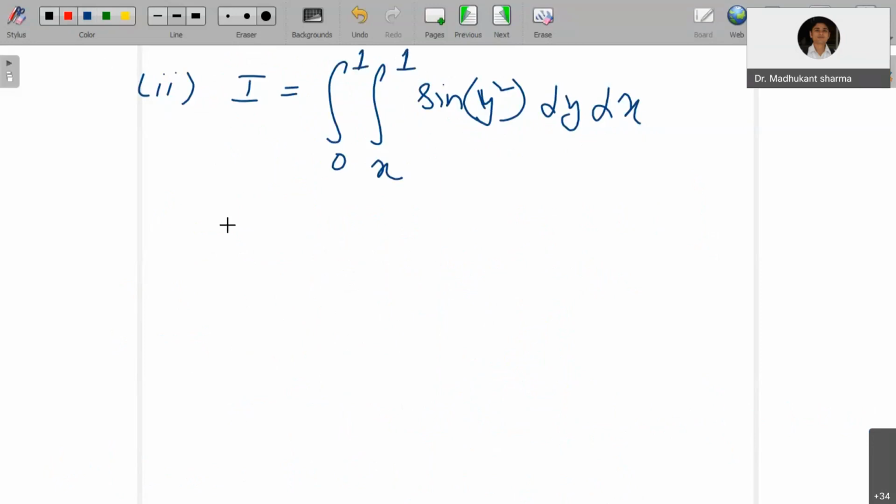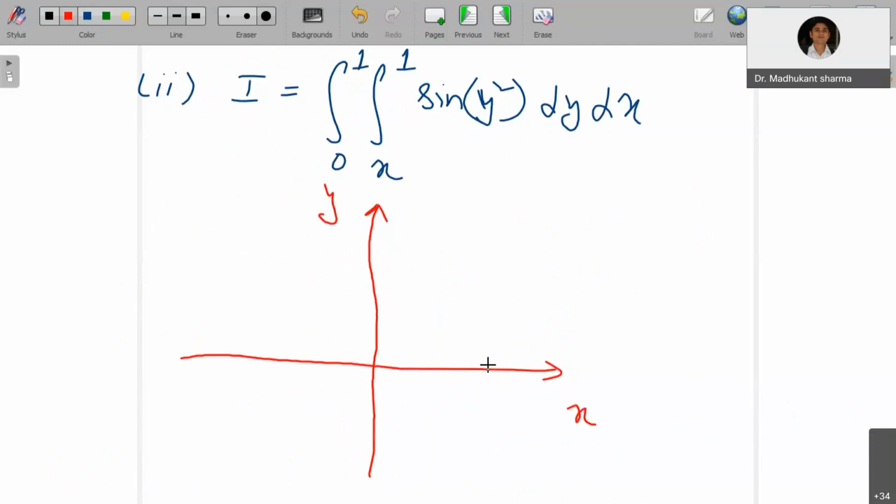Now, again, if you draw this region, x and y, and this is 1 and this is 1 and this is y equals x. So for the y limit, y equals x is where it is entering, and y equals 1 is where it is leaving. And x is running from 0 to 1. So this is the part of the rectangle. This is the region.